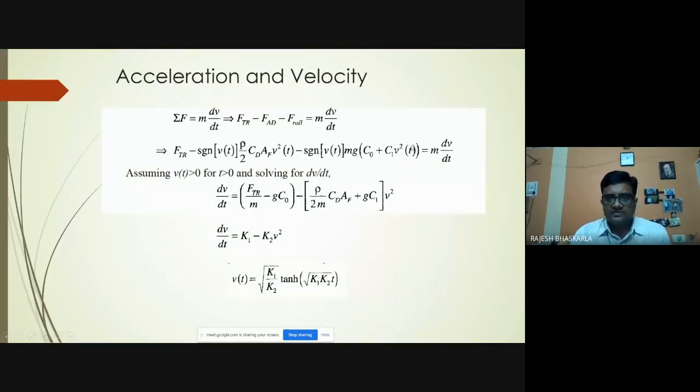So you have to remember these expressions. If you remember this expression, you can write it easily. So dv by dt is the change in the velocity, and if you solve this expression, you will get v of t, which is equal to the square root of K1 by K2, times tanh. K1 is FTR by M minus GC0, and the coefficient of V square is K2. By substituting these values in this expression, you can find the velocity of the vehicle.